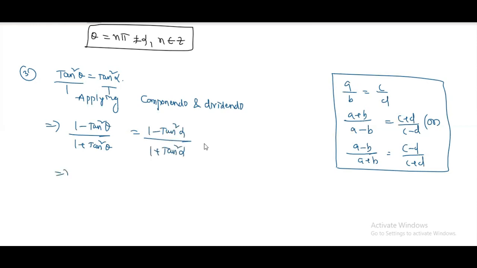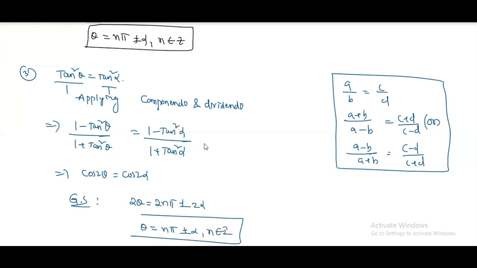So we know that this is the formula of cos 2 theta. This is the formula of cos 2 alpha. So from here, the general solution will be 2 theta is equal to 2n pi plus or minus 2 alpha. So from there you will get theta is equal to n pi plus or minus alpha, where n belongs to integers. So hope everyone is clear with this.